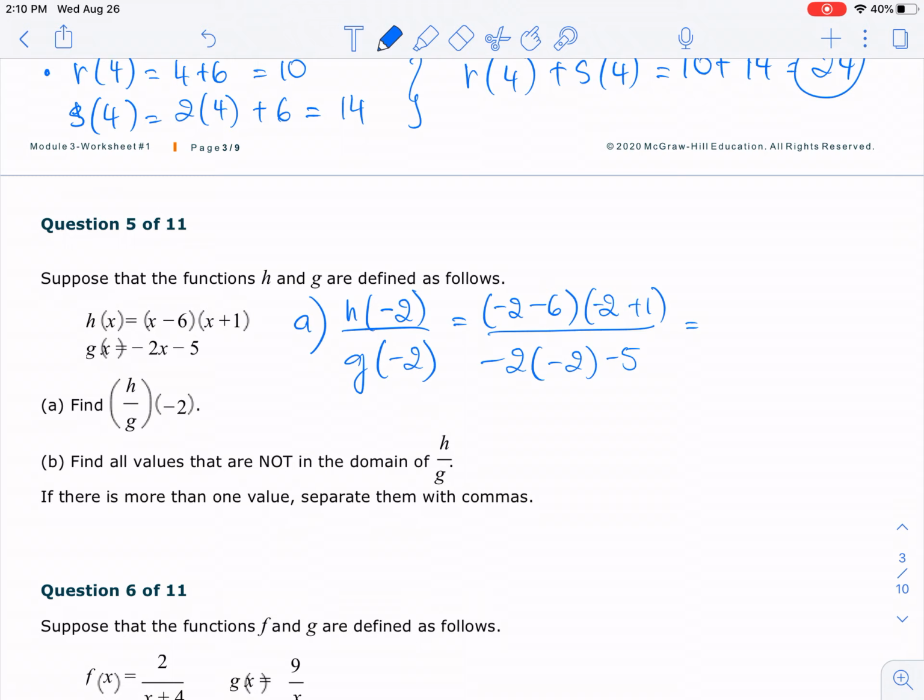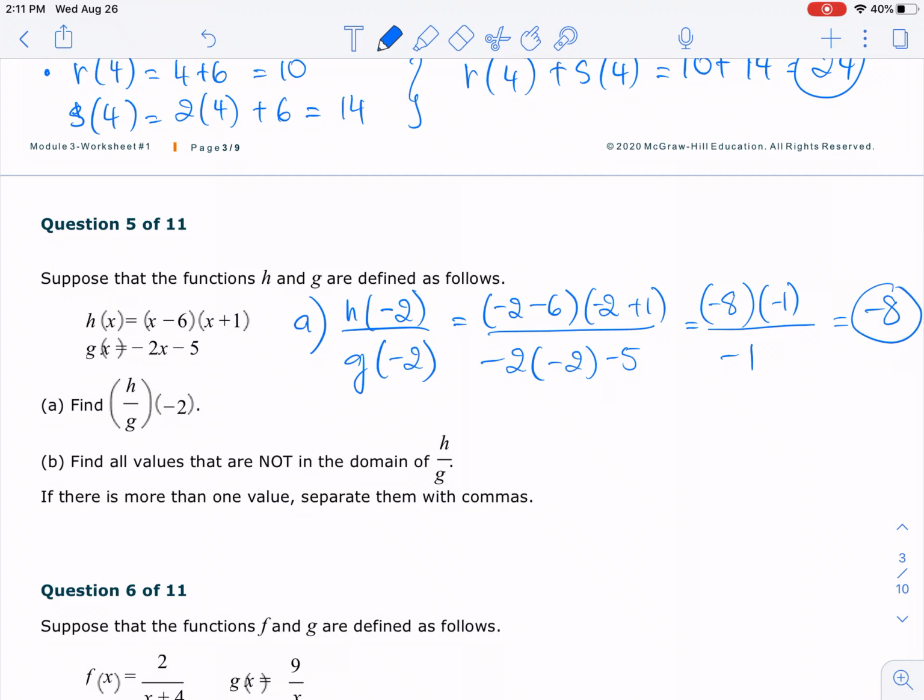So what I have is negative 8 times negative 1. So I have 4 minus 5 is negative 1. So we ended up with negative 8.